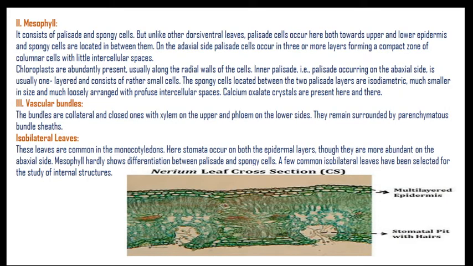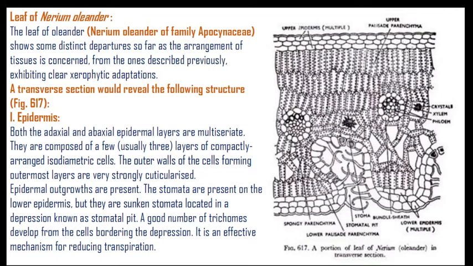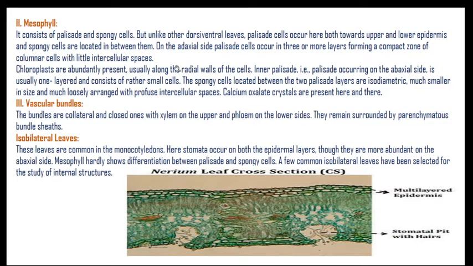Below the epidermal layers, there is a mesophyll. It consists of palisade parenchyma, which are long, elongated columnar cells present on both sides. This is the 3-layered palisade parenchyma, and this is the single-layered palisade parenchyma. In between both of these layers of palisade parenchyma, there is spongy parenchyma, or spongy mesophyll.